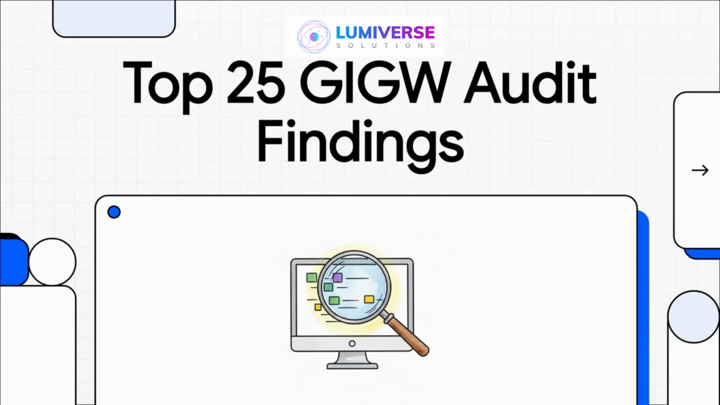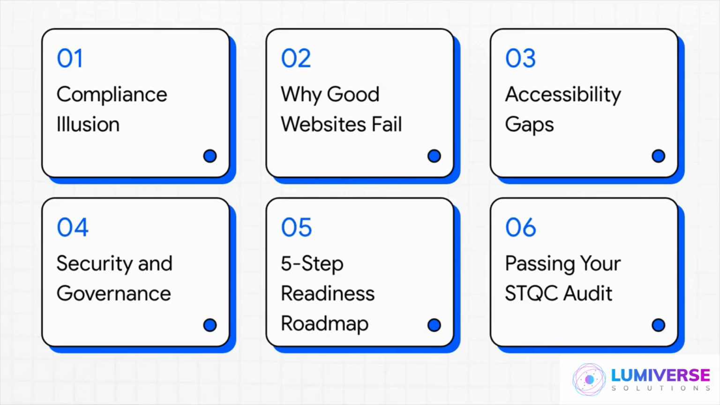Okay, let's dive into this. Here's our game plan for today. We'll start with the compliance illusion, figure out why good websites fail, look at accessibility and usability gaps, then security and governance flaws. After that, I'll give you a 5-step readiness roadmap. And finally, we'll talk about actually passing your STQC audit.